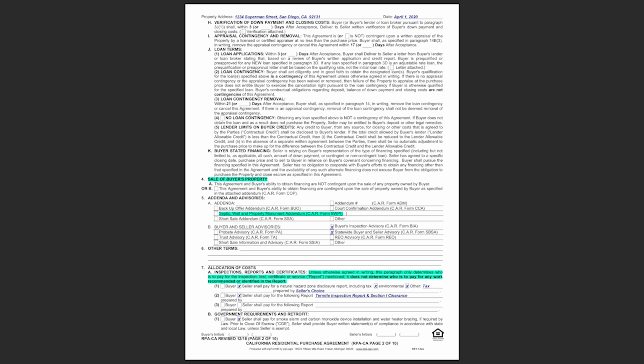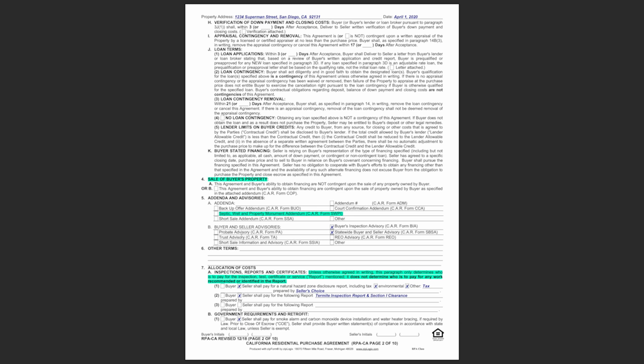If your property is a short sale, you must pull in the short sale addendum. So you need to really read these sections and see if you need to attach anything or incorporate anything into your purchase agreement. The next line item is buyer and seller advisories.